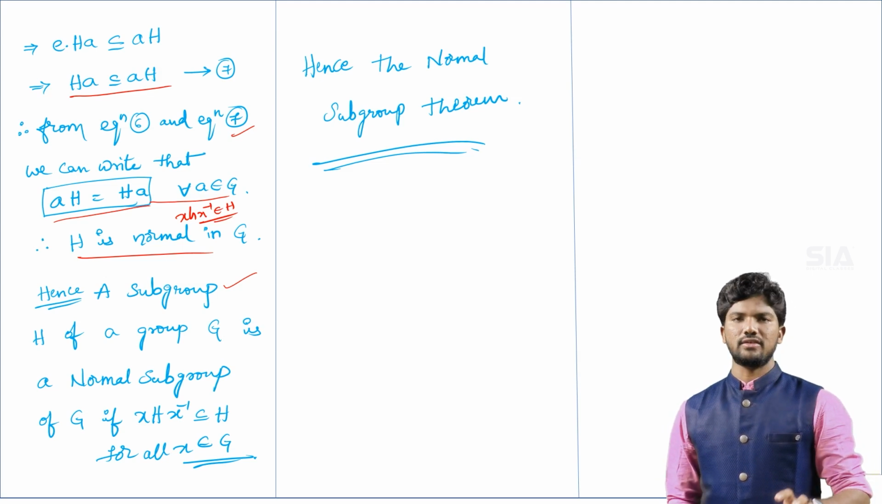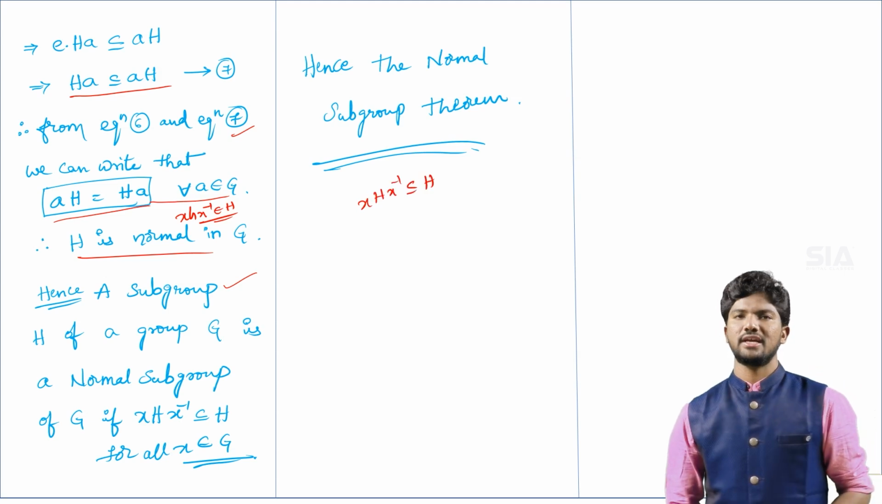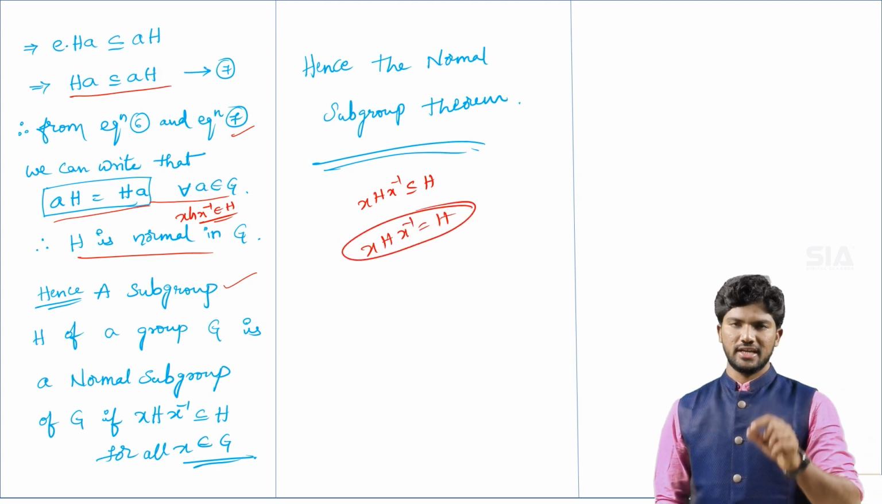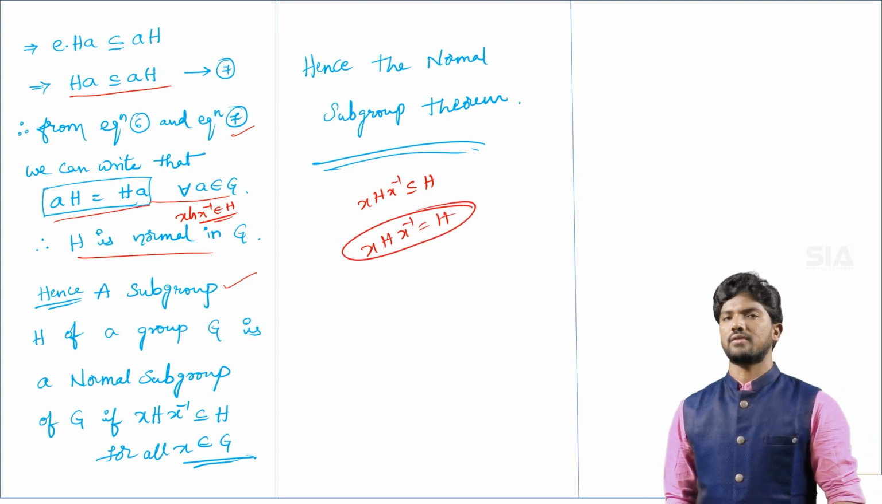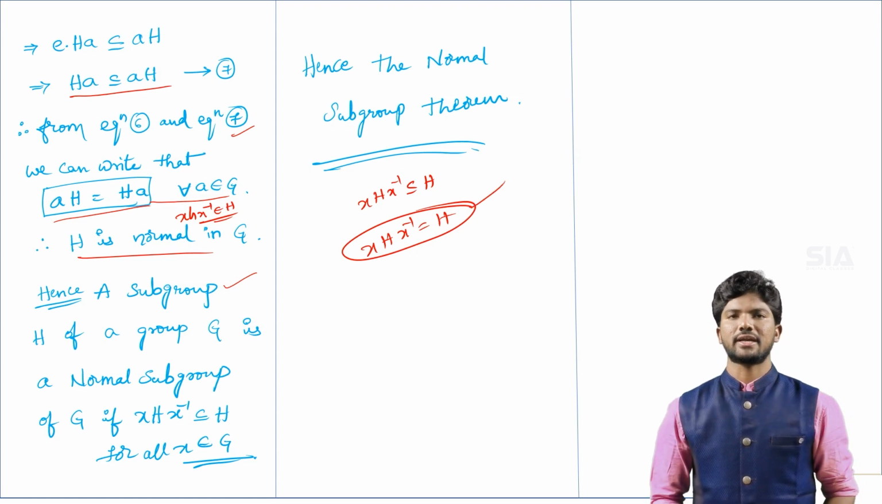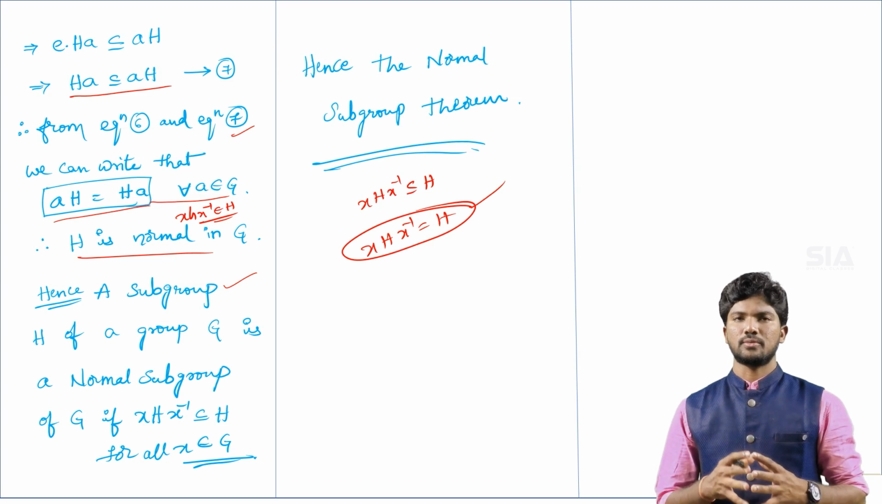Here, usually you will get one doubt. We have to prove xHx inverse is a subset of or equal to capital H, but here we proved that xHx inverse is equal to H. What is the difference between these two terms? Here we clearly have subset of or equal to. We proved that it is equal, so automatically it will become a subset. Therefore, this is the proof of the normal subgroup test.